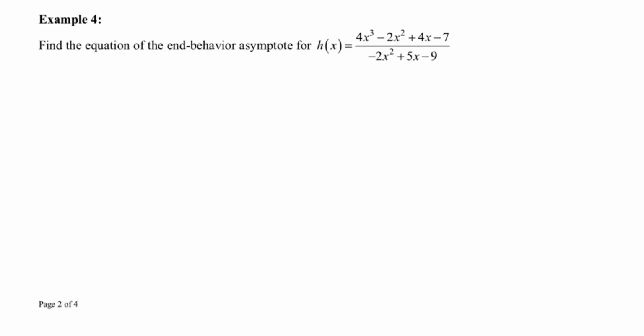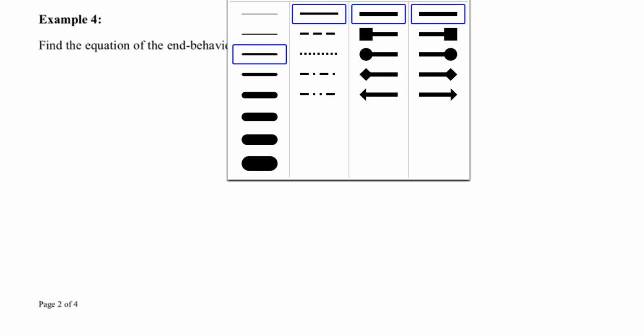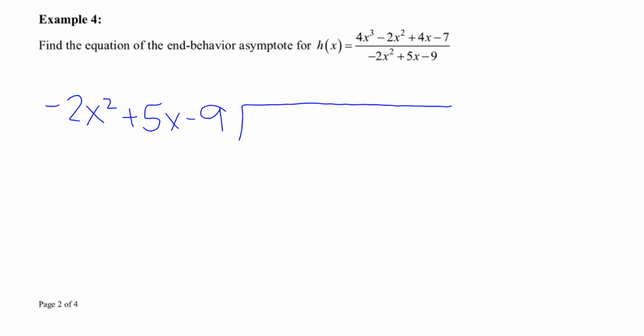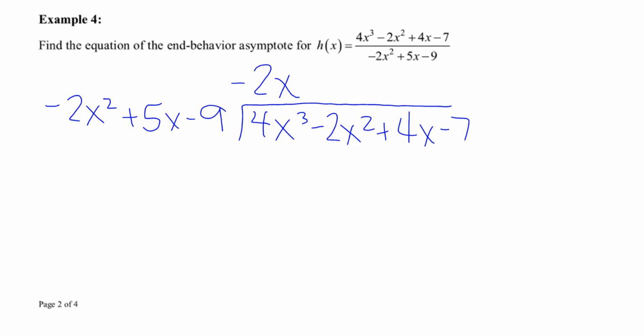Alright, so let me grab the pen, get that ready to go. I'm sure you all remember long division. Alright, so we put the denominator on the outside, numerator on the inside, and divide. Okay, so negative 2 times negative 2 gives us 4, and then we have x to give us the x squared. So that would be 4x cubed.